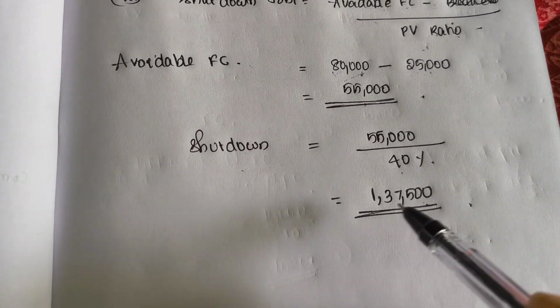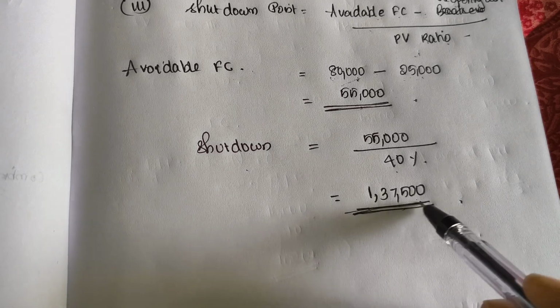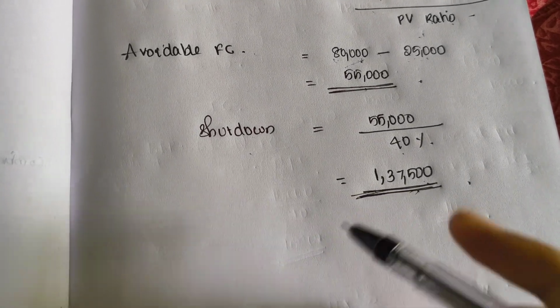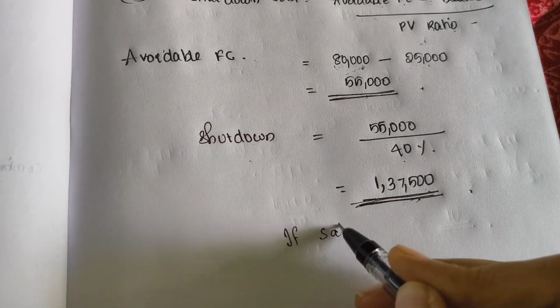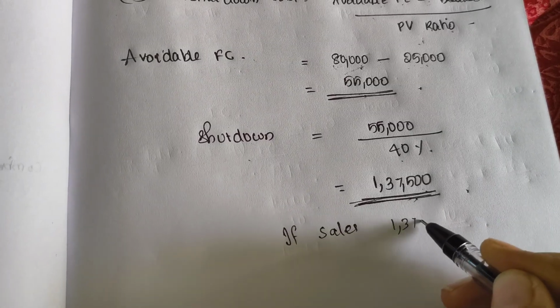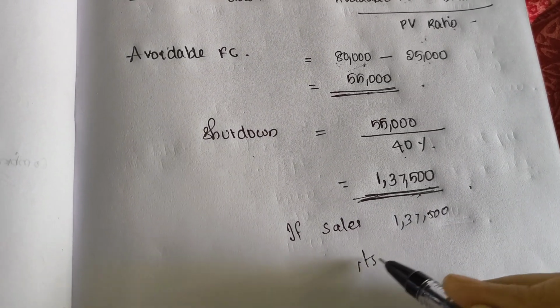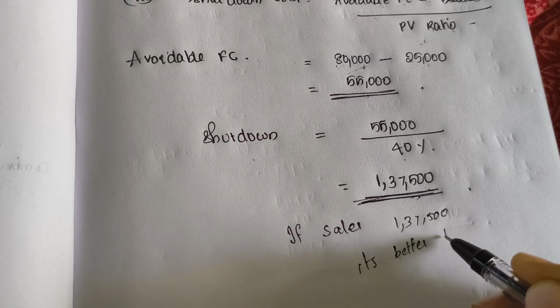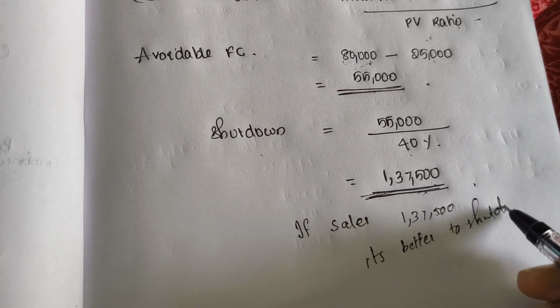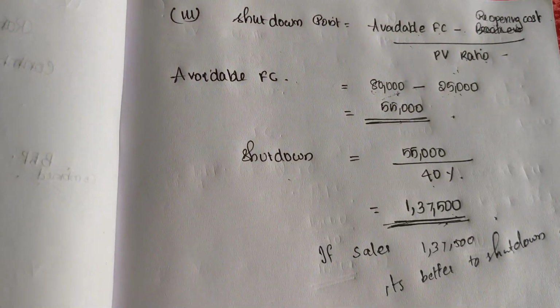So, if his sales is less than 1,37,500, it's better to shut down the business. Hope it is clear.